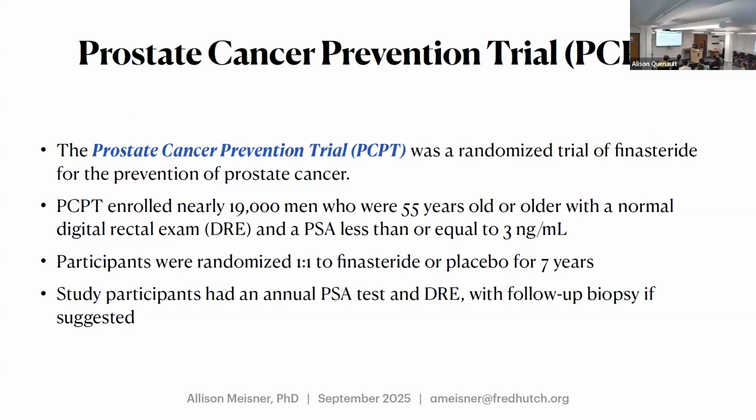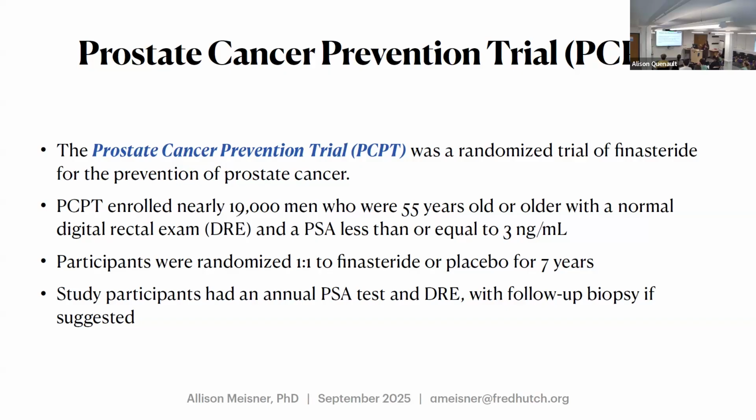So I'm going to talk about an analysis we did in the Prostate Cancer Prevention Trial, PCPT, which was a randomized trial of finasteride for the prevention of prostate cancer. This study was started 25 years ago, so it's a very old study now, but this was back in the age, at least in the US, where we were willing to do really big randomized prevention trials, which no one wants to do anymore. It was a really groundbreaking trial at the time, and it enrolled 19,000 men who were 55 years or older with a normal rectal exam and a PSA below a certain threshold. Participants were randomized in a 1-to-1 fashion to finasteride or placebo, and they received that for 7 years.